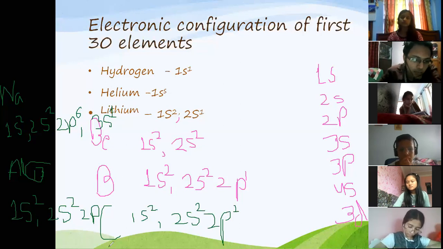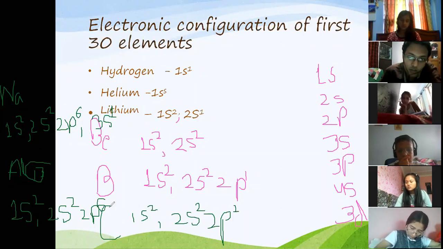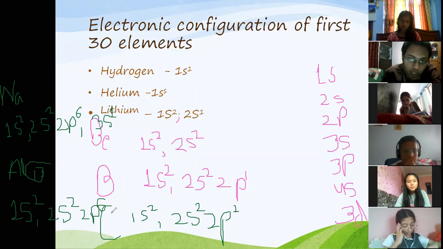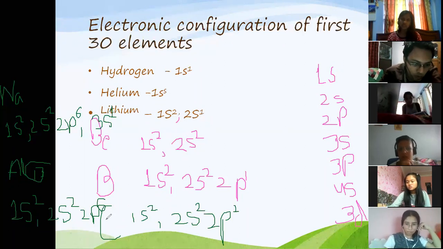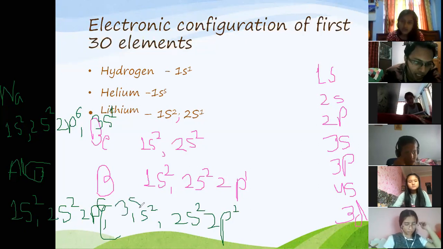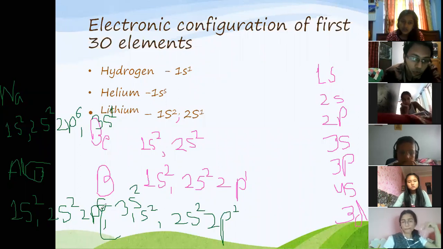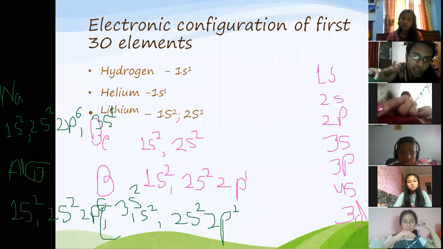So that means 2p6 is possible here. You cannot write 2p7 or 2p5, because the capacity is 6. So the maximum you can put there is 2p6. Now if you count how many electrons are finished, 2 plus 2 plus 6, 10 electrons are gone. Now how many are left? 3 are left. So now we have to move on. After 2p comes 3s. 3s can have a maximum of 2 electrons. So 12 electrons gone. 1 electron is still left.